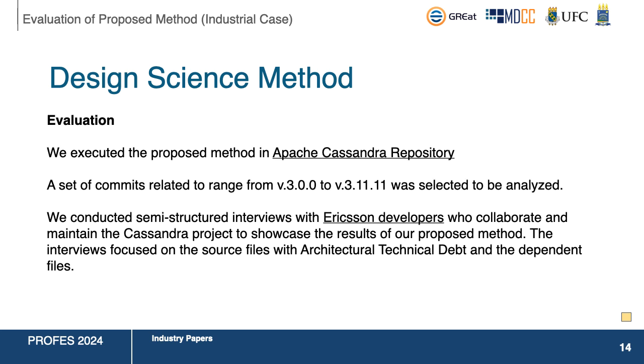After we created the proposed method, we evaluated it by executing the proposed method in the Apache Cassandra repository. We select the range of commits from 3.0.0 to 3.11.11 to be analyzed because this version is the production version in Ericsson. Finally, we conducted a semi-structured interview with Ericsson developers who maintain Apache Cassandra.